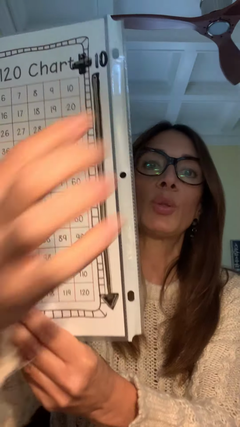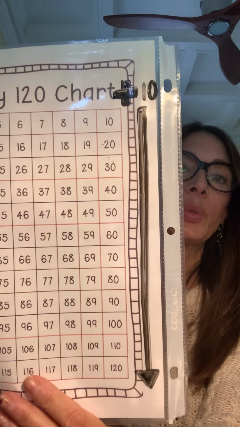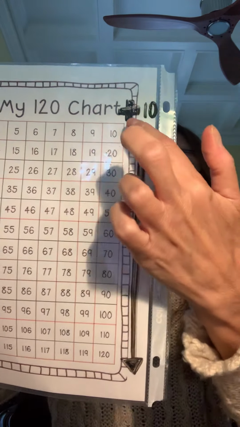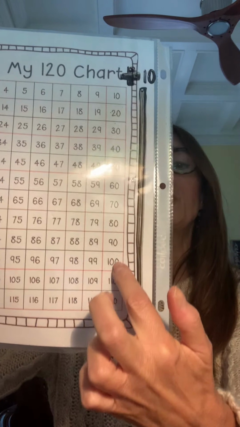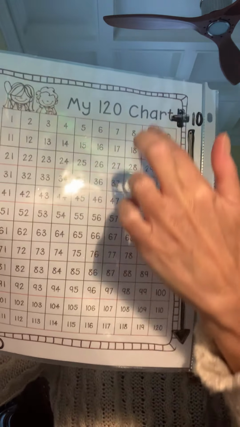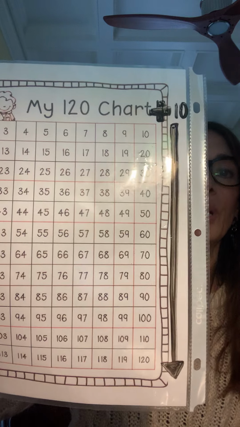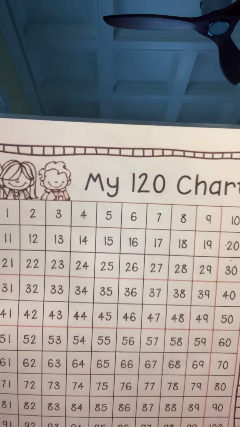And I drew an arrow going down and I wrote plus 10, because that's the direction of the numbers that we look at, going straight down when we add 10 to a number. And you may want to do that just as a guide for your 120 chart.